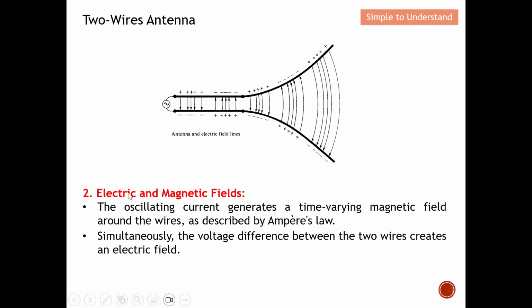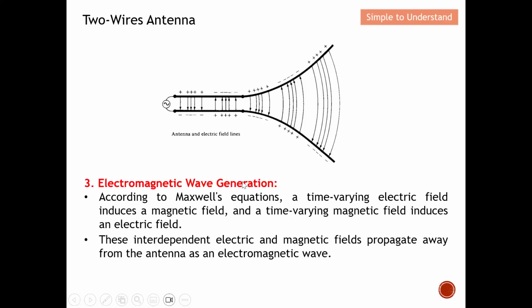The electric and magnetic field. The oscillating current generates a time varying magnetic field around the wire, as described by Ampere's law. Simultaneously, the voltage difference between the two wires creates an E field, which I have illustrated earlier on.